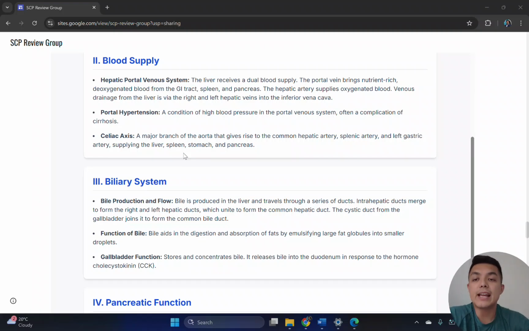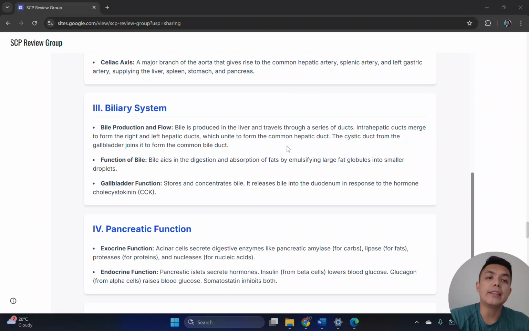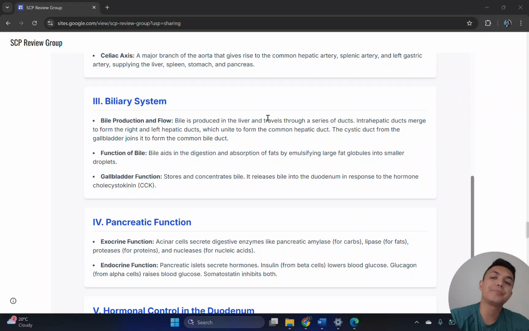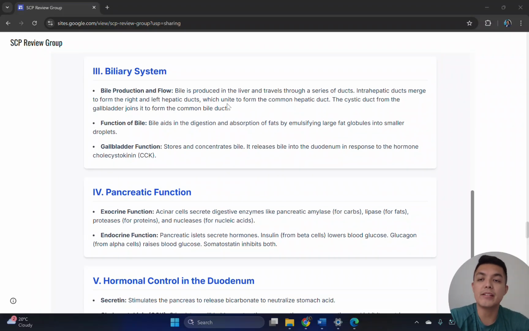Next is the celiac axis. Now this is a major branch of the aorta that gives rise to the common hepatic artery, splenic artery, and left gastric artery, supplying the liver, spleen, stomach, and pancreas. So that is the celiac axis. Next is the biliary system. So the bile production and flow.